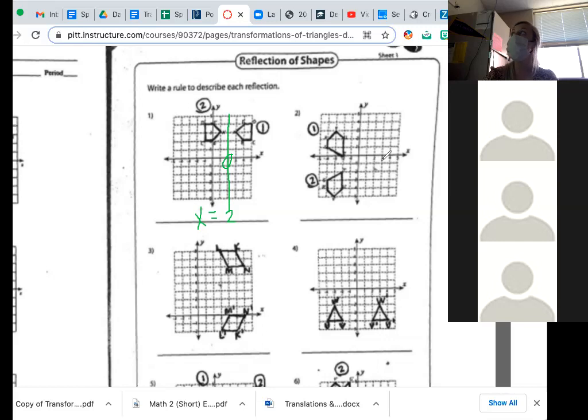For number 2, what does it look like? If we cut these through the middle where they can be reflected, where would the mirror line pass through? Good, -1. They said -1 on the y-axis. So that would be a reflection. So technically you should put capital R, y equals -1.